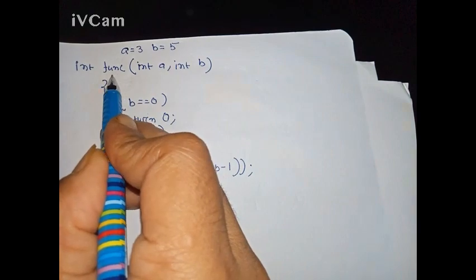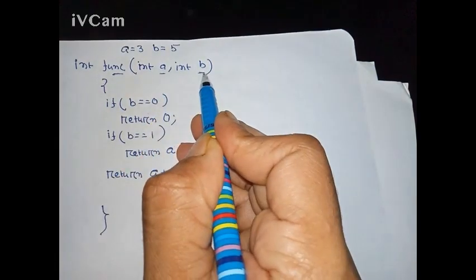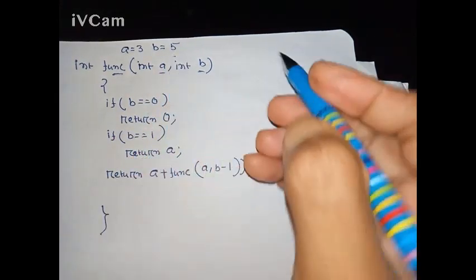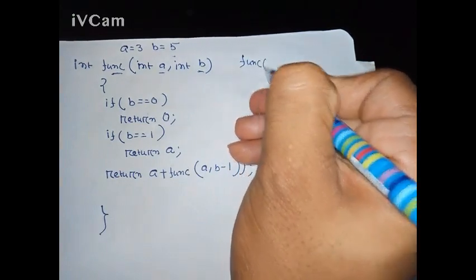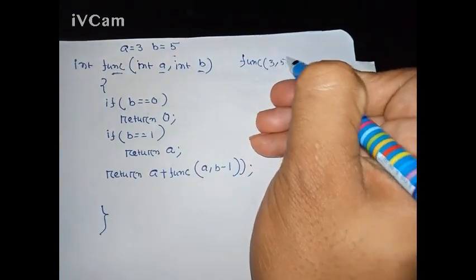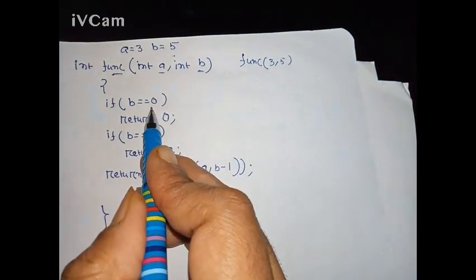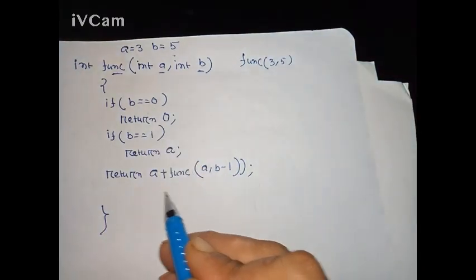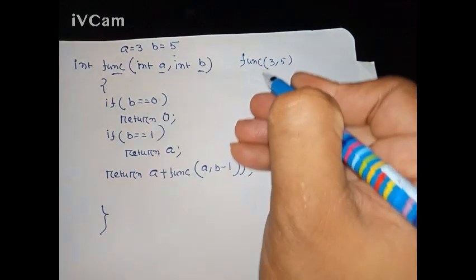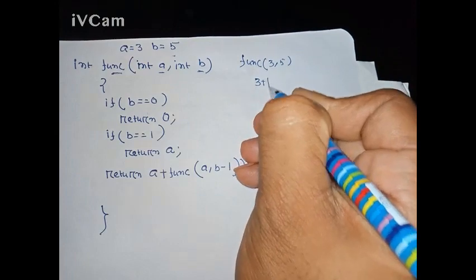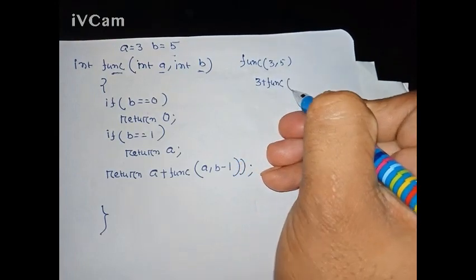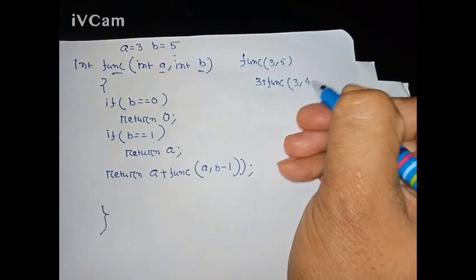Again the function is there called func. Two parameters are there. One is called a and b. And suppose the value of a is 3 and b equal to 5. It comes from the main function. So let's start quickly. Func is my function name and we pass what? That is 3 comma 5. So it checks b equal to 0, no. b equal to 1, no. It will return what? That is a plus. A plus means what? That is 3 plus func. Func is my function name and 3 comma 5 minus 1, that is 4.